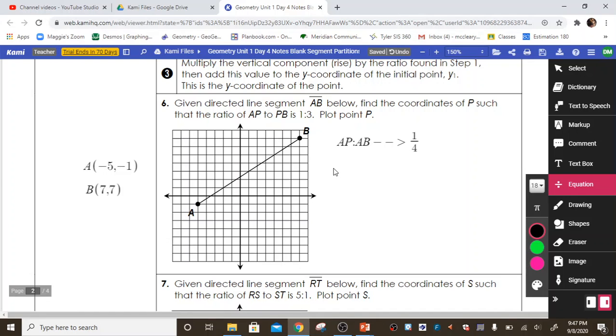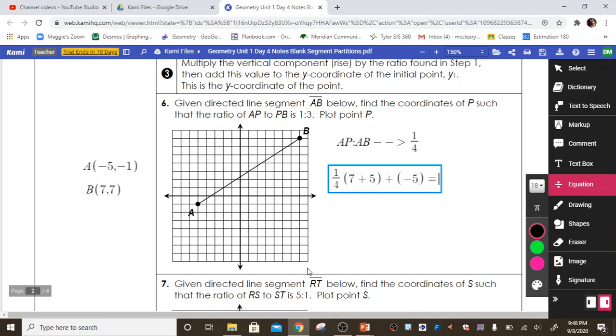And now we just need to find our x coordinate, and then we need to find our y coordinate. So our horizontal component, well, we're going to multiply by 1 fourth, and then we're going to take x sub 2 minus x sub 1. So 7 minus a -5, that's the same thing as plus 5, and then we are going to add that to the initial point. So that is going to be plus a -5.